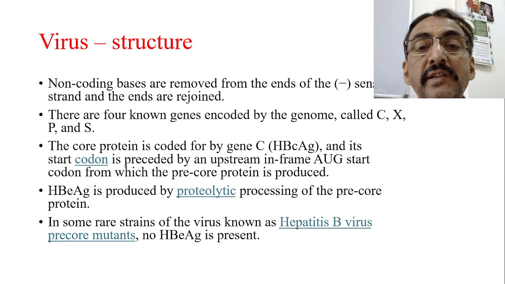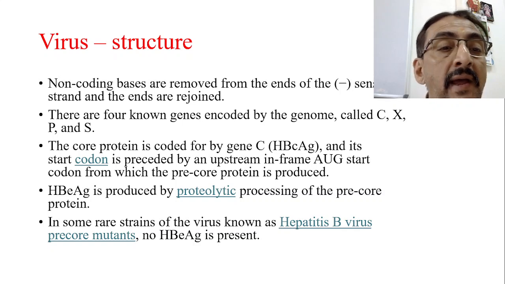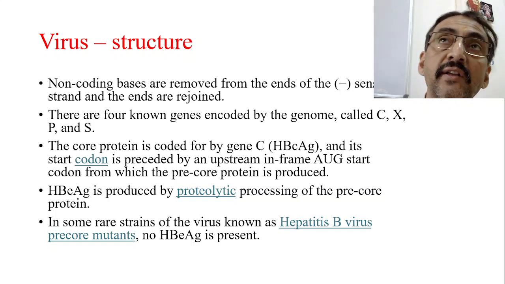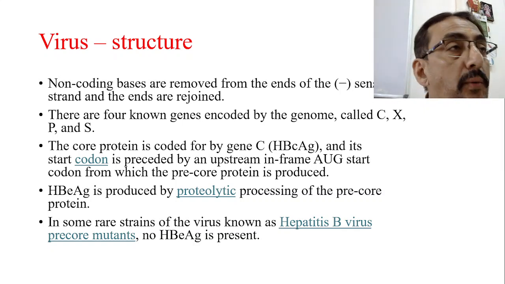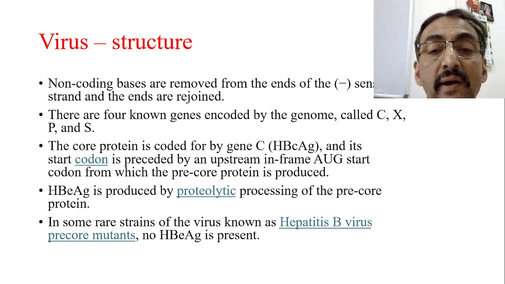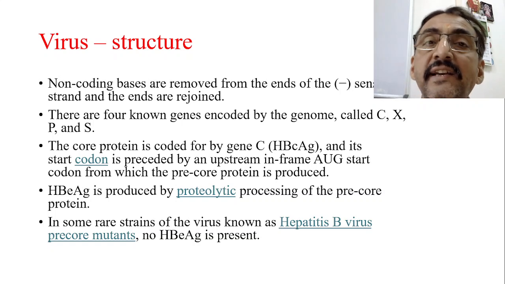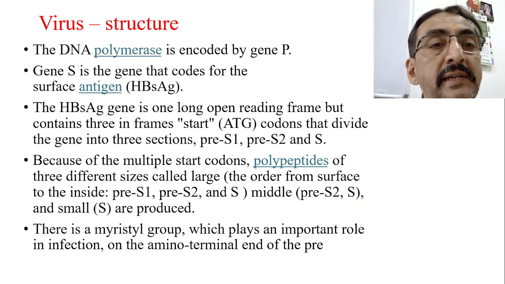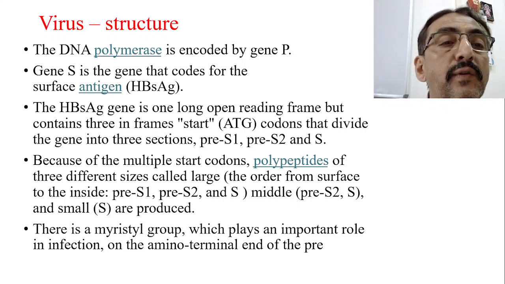The core protein is coded by the gene C. The core protein, HBcAg, is coded by the gene C, and its start codon is preceded by an upstream in-frame AUG start codon from which the pre-core protein is produced. HBeAg is produced by proteolytic processing of the pre-core protein. In some rare strains of the virus, known as hepatitis B virus pre-core mutants, no HBeAg is present. The DNA polymerase is encoded by the gene P. The gene S is the gene that codes for the surface antigen.